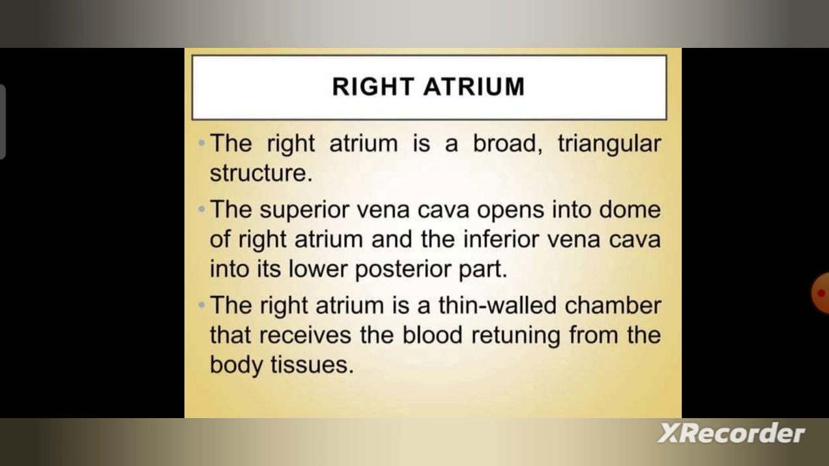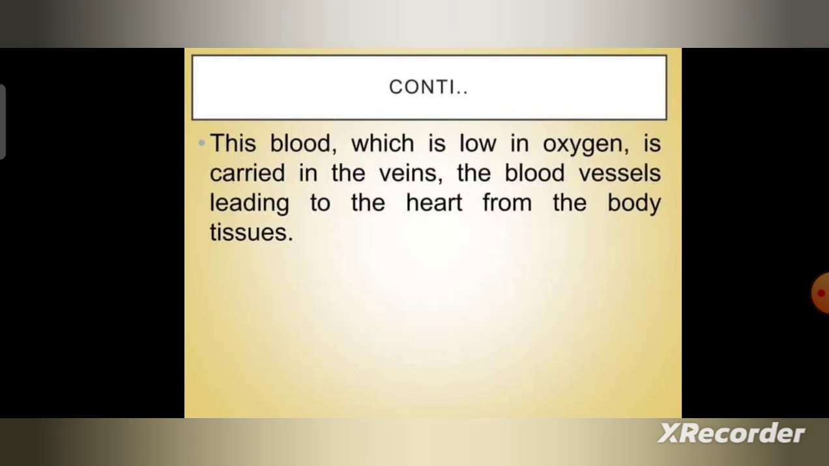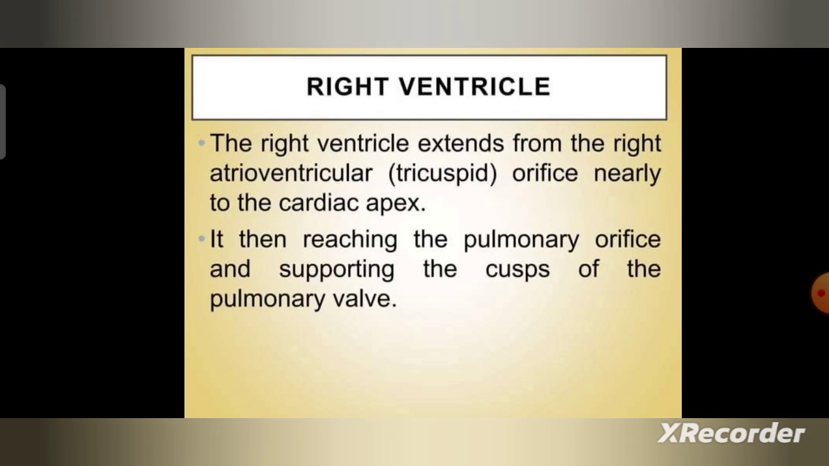So first is the right atrium. The right atrium is a broad triangular structure. The superior vena cava opens into the dome of the right atrium and the inferior vena cava into its lower posterior part. The right atrium is a thin walled chamber that receives the blood returning from the body tissues. This blood, which is low in oxygen, is carried in the veins, the blood vessels leading to the heart from the body tissues.